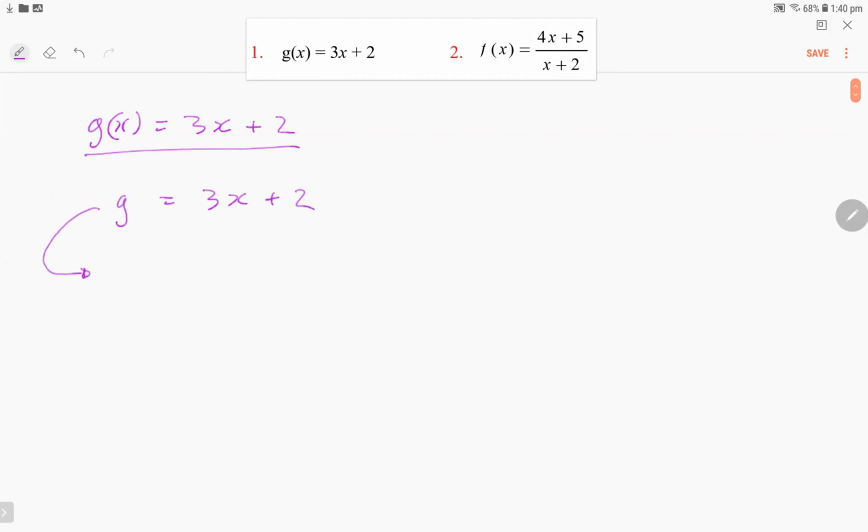So I'm interchanging the domain and the range. This represents the range of the function; it becomes the domain of the inverse function. And this represents the domain of the function; it's going to become the range of the inverse function. So I'm going to put 3, and for the x, I'm going to put g to the minus 1. Some teachers put y. I don't like putting y, and I explained to you that already. So I'm putting g to the minus 1 plus 2.